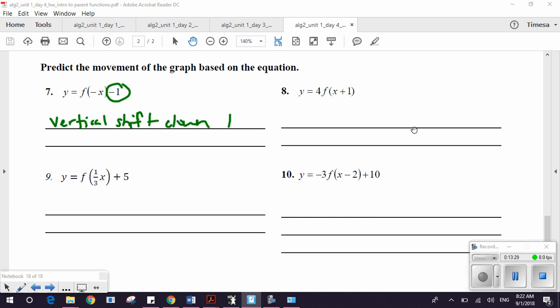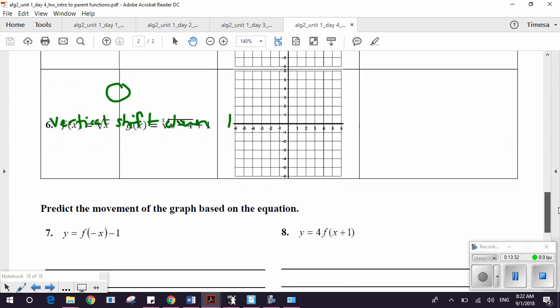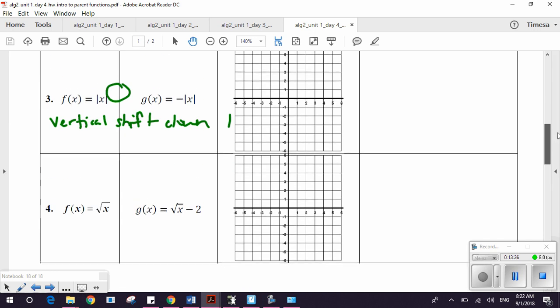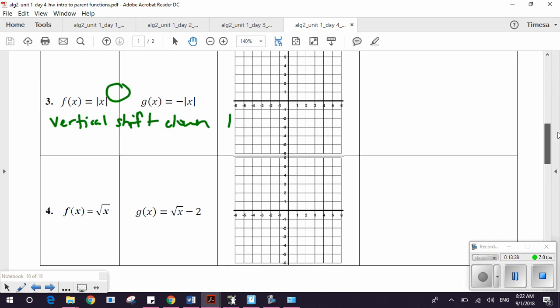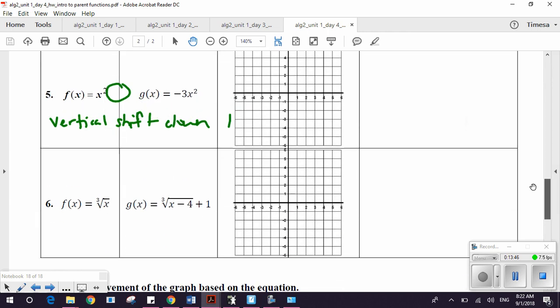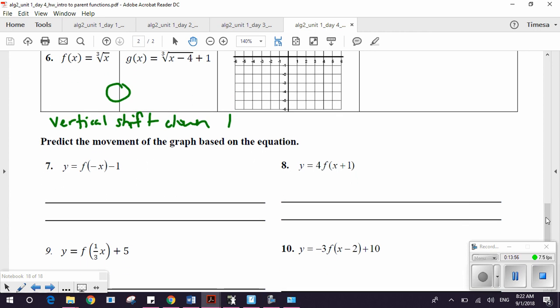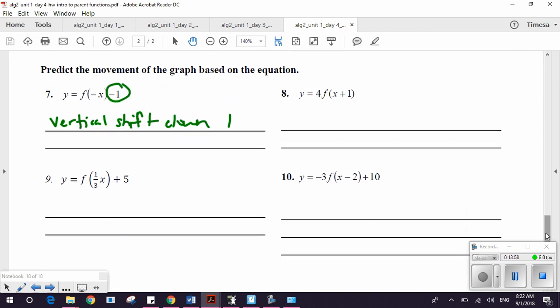Now, a moment ago, we had negative signs on number 5 and number 3. But if you look at number 3, the negative sign is not inside the bars of the absolute value sign. And for number 5, it's not inside parentheses for the x squared function. But on number 7, it is inside. So that should tell you it's not going to be the same type of effect. It's going to be similar, but not exactly the same.